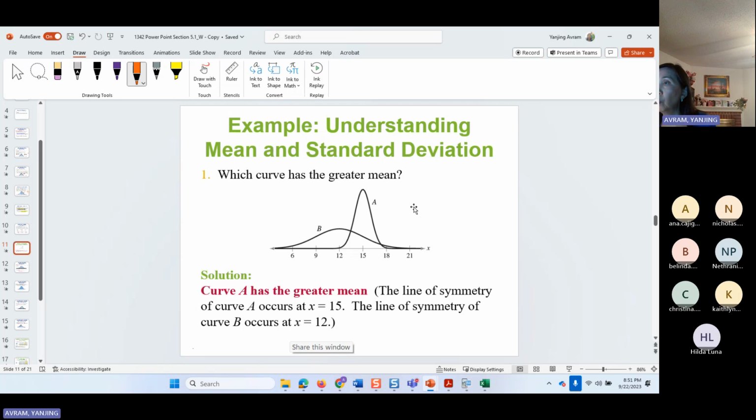Okay, so which one has a greater mean? Well, look at the mean here. The mean for B here is 12, right? And the mean for A here is 15. So apparently A has the greater mean. But on the other hand, B is going to have a bigger standard deviation because B is spread out much more. So B is going to have a bigger standard deviation.